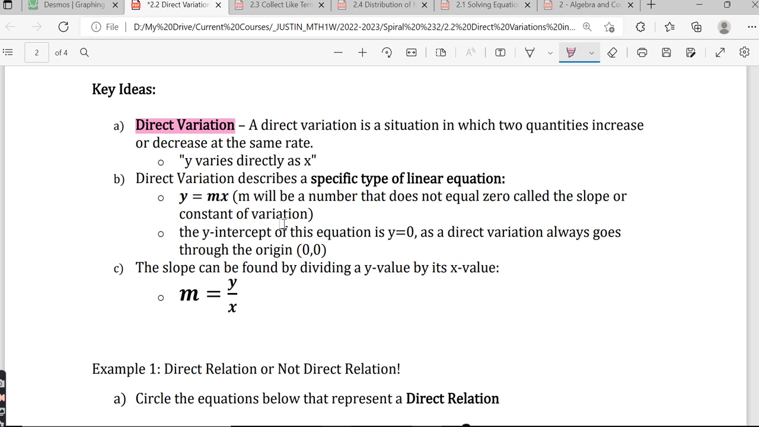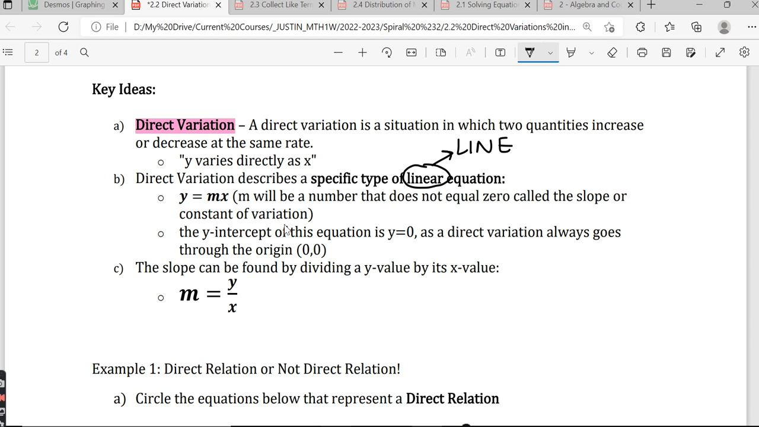Okay? What is direct variation? It's a situation in which two quantities increase or decrease at the same rate. So in other words, y varies directly as x. Or in other words, distance, which is the example we just did, distance varies directly as a result of time, right? So direct variation describes a specific type of linear equation. Linear, and we mentioned this last week, linear, we can see the word line. Okay, linear equations that when graphed look like a line.